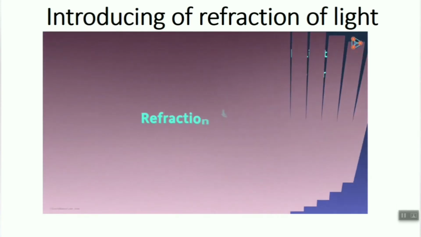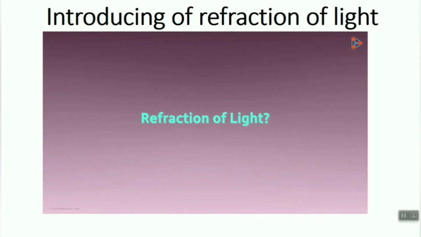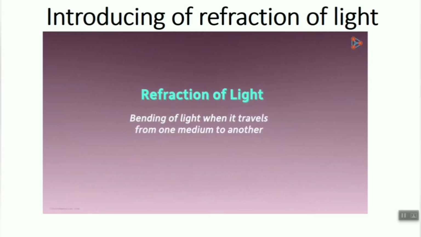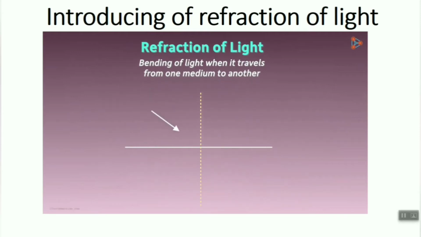So what is refraction of light? Here's how we define it in simple words. It's simply bending of light when it travels from one medium to another. Yes, if it is incident at this angle, then it goes through at another angle. Now this is not the exact definition, as there are a few technicalities involved. Let me explain it to you.